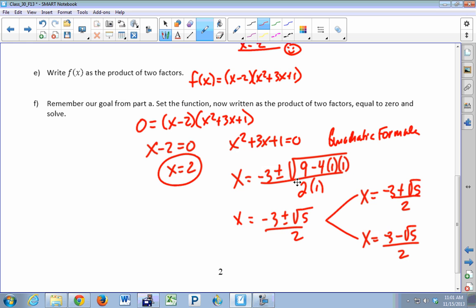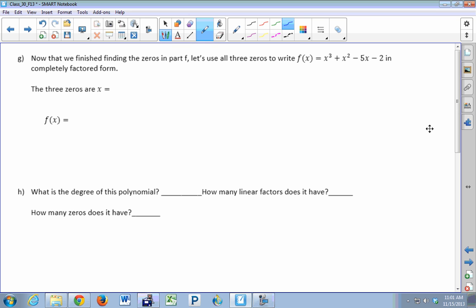Now I would just suggest to you that you put these in parentheses like that, just so you can try to see it as a simple number like 2 or 5 or negative 3. Okay. And now to fulfill your obligation, you go back and you write your polynomial in completely factored form. The 3 zeros are 2, negative 3 plus the square root of 5 over 2, and negative 3 minus the square root of 5 over 2.